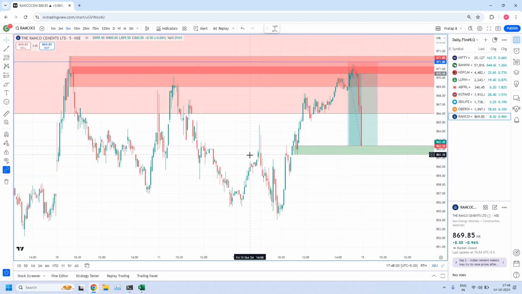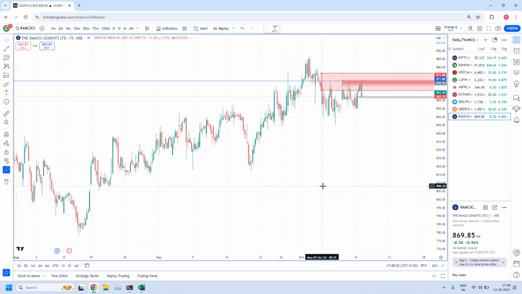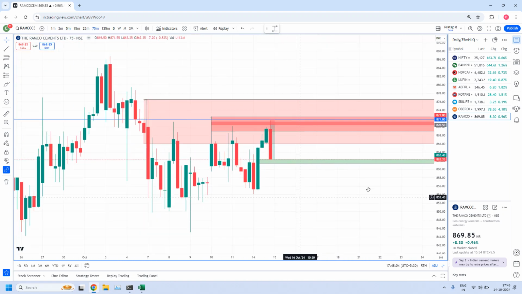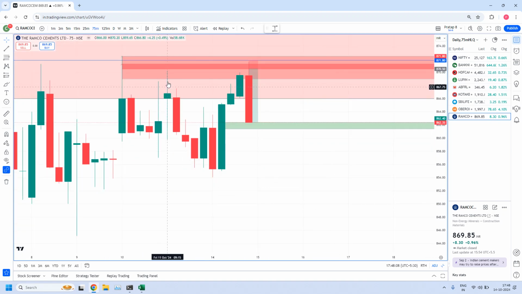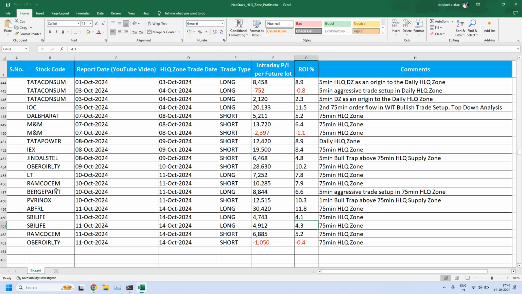Today you see what happened. This is again a 75 minute Ramco Cement chart. Please remember, Ramco Cement already gave you one trade earlier, a Type 1 proximal trade we got a few days back. I think it will be there in our Excel sheet. Yes, Ramco Cement on 11th October, which is last Friday. The short trade gave 10,285, and a 7.9% ROA.